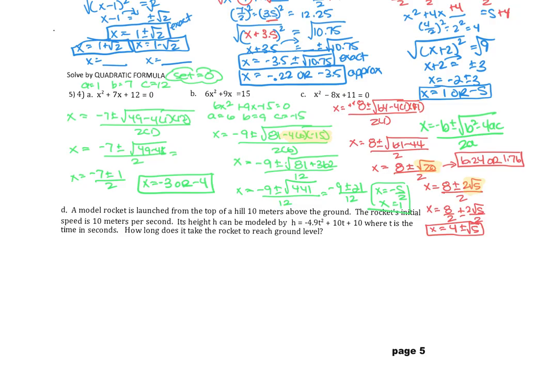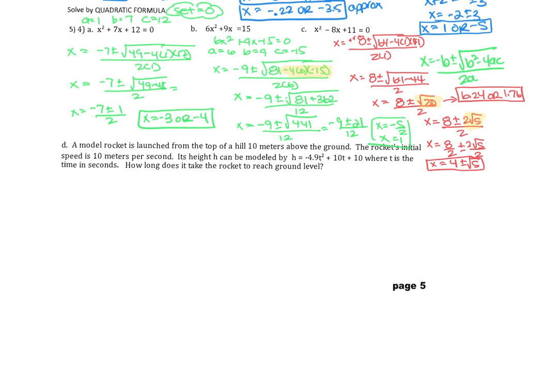So D says a model rocket is launched from the top of a hill 10 meters above the ground. The rocket's initial speed is 10 meters per second. The height can be modeled with this equation. T is the time in seconds. How long does it take it to reach the ground? Well, the ground is at a height of 0, so I'm going to substitute my 0 in. I have 0 equals -4.9t squared plus 10t plus 10. So my A is -4.9, my B is 10, and my C is 10.